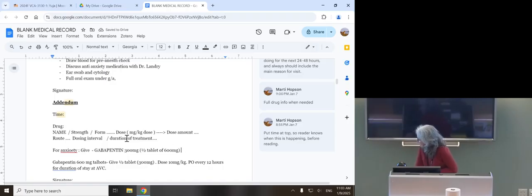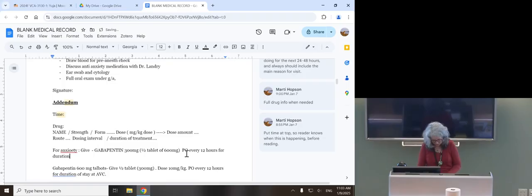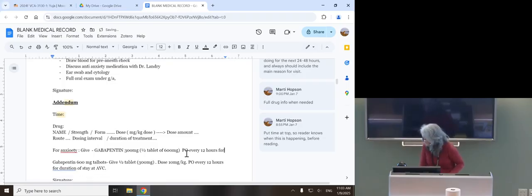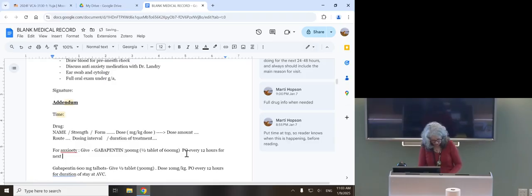So I didn't finish this one. This would be 300 milligrams, half tablet, 600. That would be okay. PO every 12 hours for duration. Maybe this time you don't want to do it for duration, for next 3 days. Okay. And then when you're doing a prescription at AVC or in private practice, you'd actually have to calculate that out. So if it's going to be on it for 3 days, and yes, you could even say starting tonight. Okay, so let's say it's going to need 6 doses in private practice or at AVC.